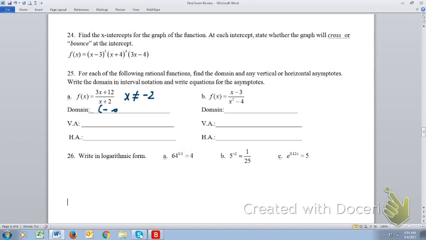So our domain is everything except -2, and that's how we write that. Now, wherever our restricted value is, that's where we're going to have a vertical asymptote. So we already did the work for that.